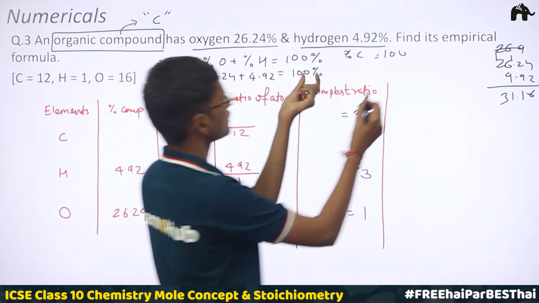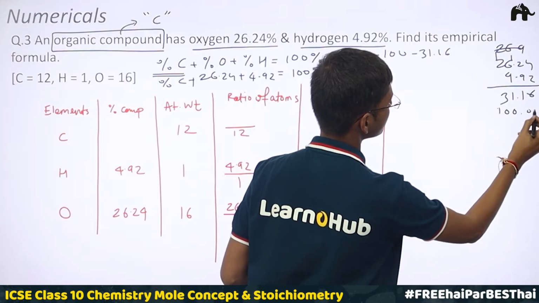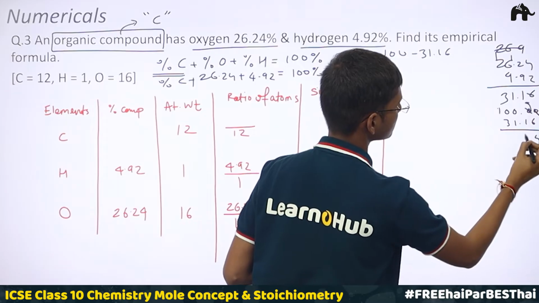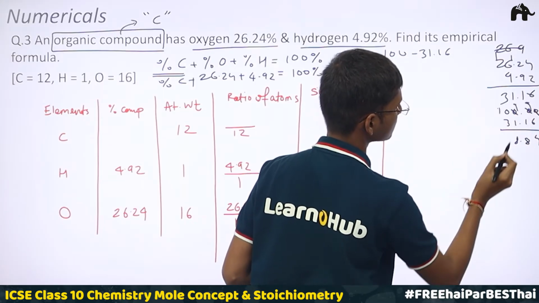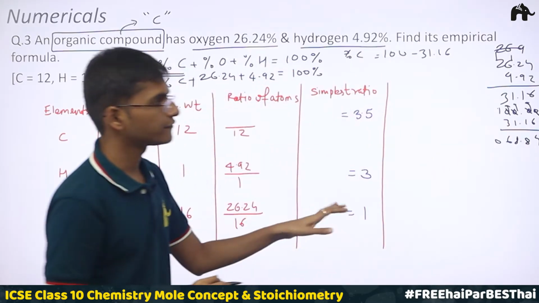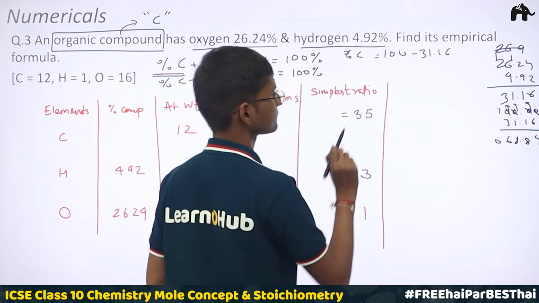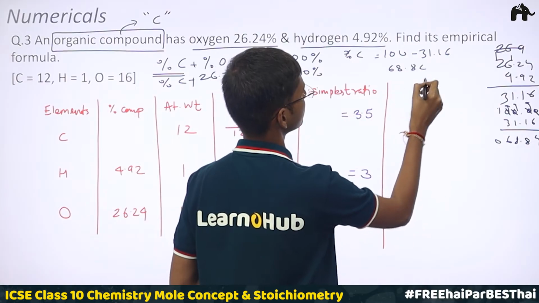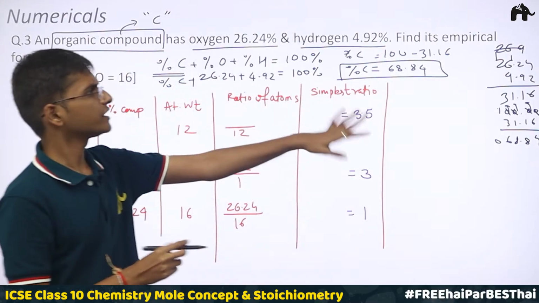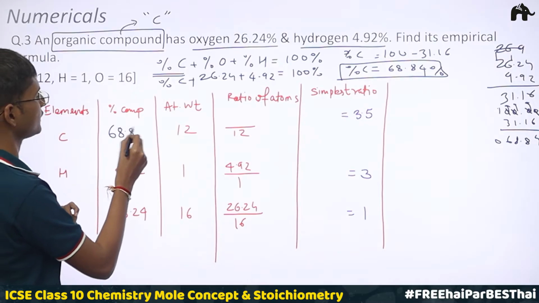So it would go there. So 100 minus 31.16 would be 68.84. Percentage of carbon by weight, 68.84 percent. We got this. So I'm just writing here 68.84 percent.